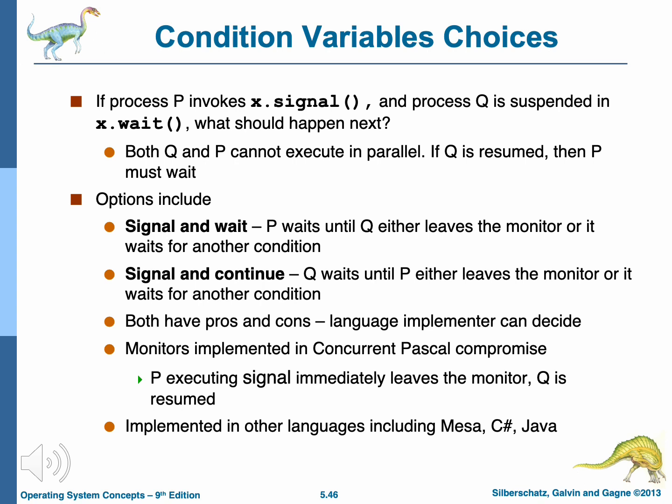There are reasonable arguments in favor of adopting either option. On the one hand, since P was already executing in the monitor, the signal and continue method seems more reasonable. On the other, if we allow thread P to continue, then by the time Q is resumed, the logical condition for which Q was waiting may not hold anymore. A compromise between these two choices was adopted in the language Concurrent Pascal. When thread P executes the signal operation, it immediately leaves the monitor. Hence, Q is immediately resumed.